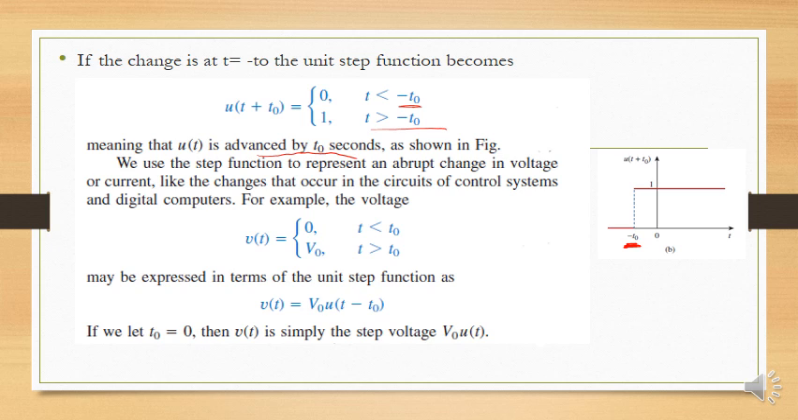Previous was the delayed function. We use the step function to represent the abrupt change in the voltage or the current, like the change that occurs in the circuit also. Especially in control systems or in circuit analysis, there is an abrupt change in voltage or current. So if we say that it is a voltage, then V of t is 0 for t less than t naught and V of t is V naught for t greater than t naught. Similarly, we can also time shift the values at t minus t naught or at t plus t naught.